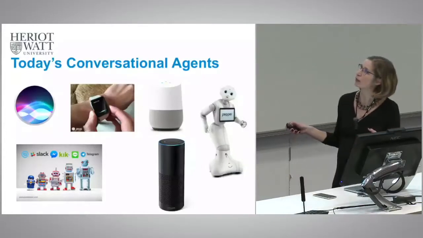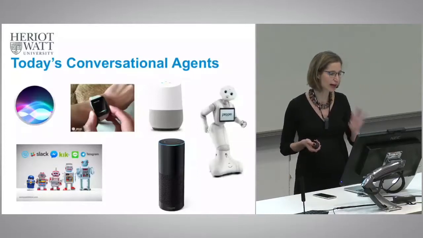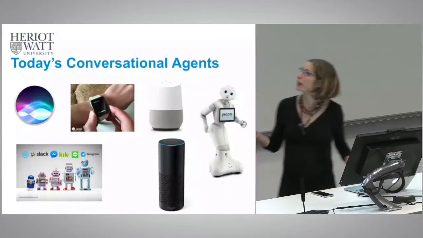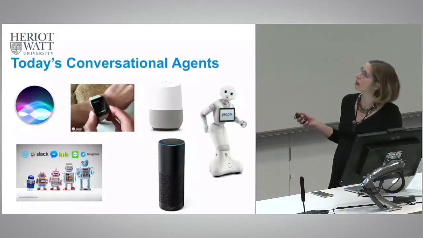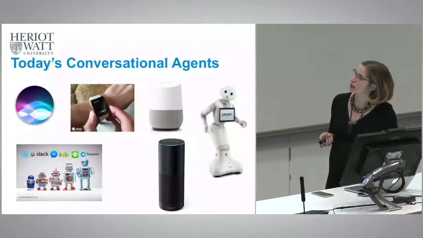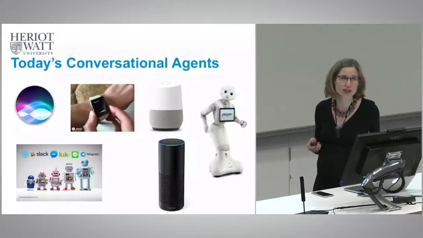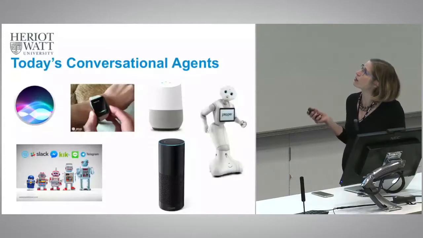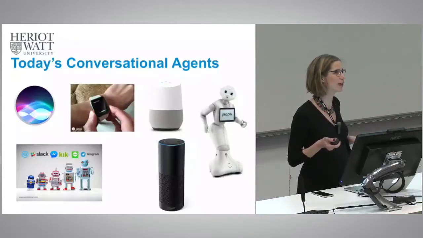So for example, the first one here, that's the sign for Siri. And Siri is a conversational agent which can either live on your Macintosh computer or on your Apple iPhone or on your Apple Watch. Then you have the so-called smart speakers here. So that's Amazon Alexa, and that's Google Home. And then you've got chatbots, which are mainly text-based. So they live on different messenger platforms, such as Slack, Telegram, or Facebook. And then you've got these humanoid robots, such as Pepper, which you hopefully saw when you entered the lecture theater.